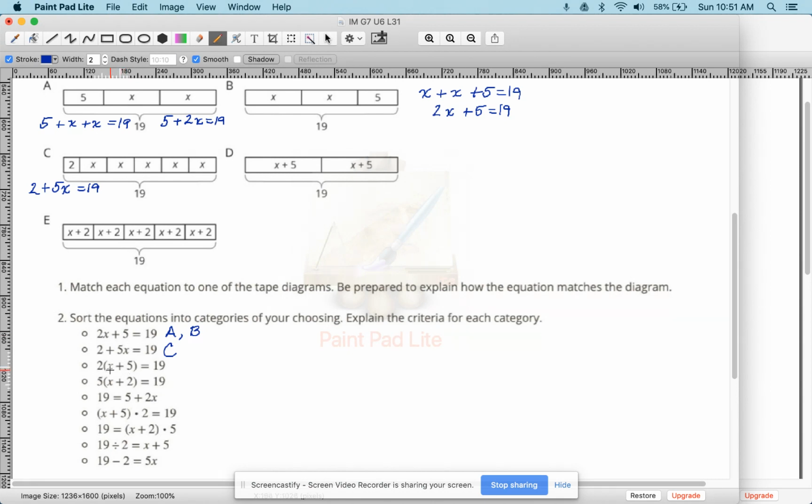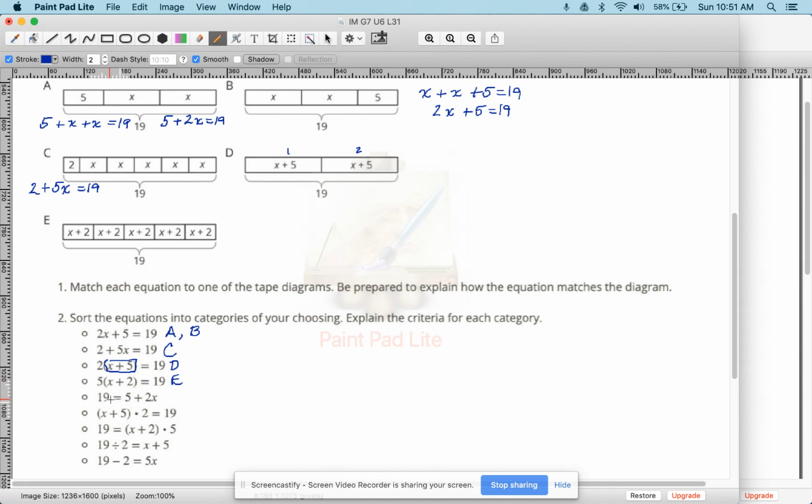So let's look at our next one. The next one says 2 times x plus 5. So we need to find something with this x plus 5 together, and we need it 2 different times. So this is x plus 2, so that's different than x plus 5. Here's x plus 5, and it is there 2 different times. And added together, that equals 19. So this one is going to be D. And then this one is x plus 2 5 different times, which I think we saw. This is 1, 2, 3, 4, 5 x plus 2's, and that one is going to be E.